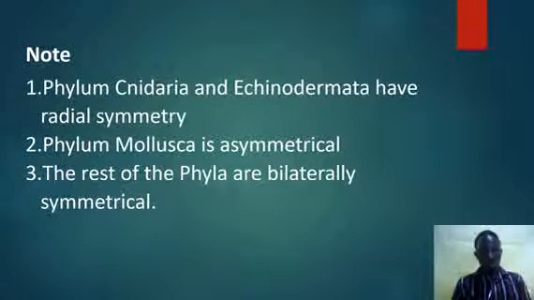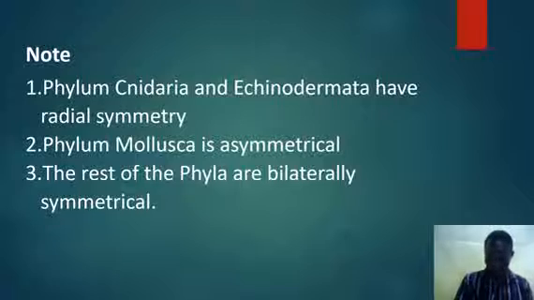Now let us note the following key things. The phylum Cnidaria and the phylum Echinodermata have radial symmetry, or they are radially symmetrical. It means that these organisms can be divided along more than one plane to get equal halves. So we say they are radially symmetrical. The phylum Mollusca are asymmetrical. It means that they can't be divided along any plane to get equal halves. The word a means without, so asymmetry means without symmetry.